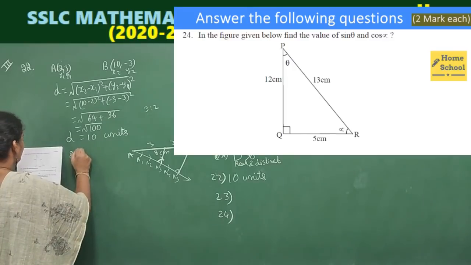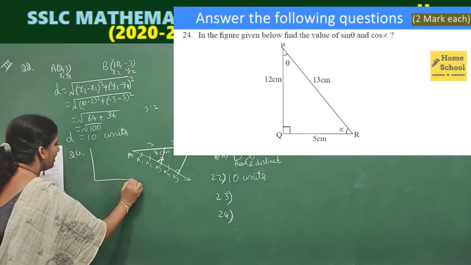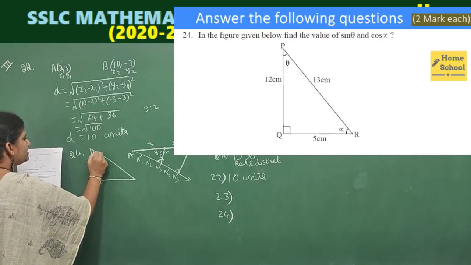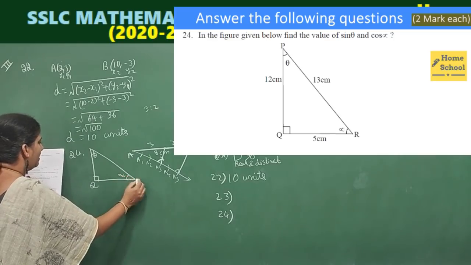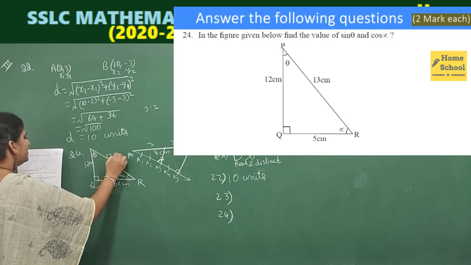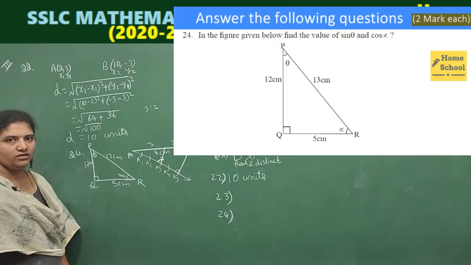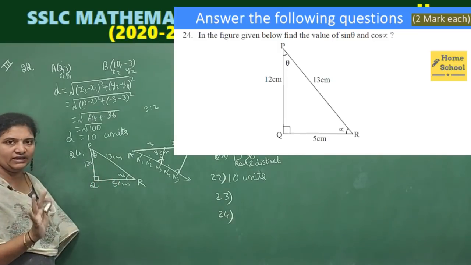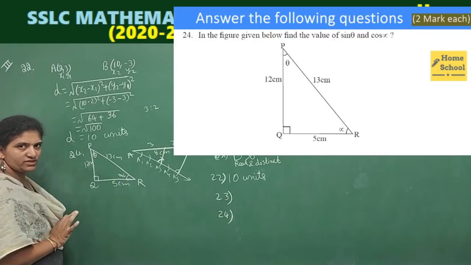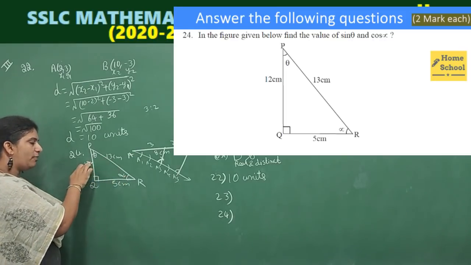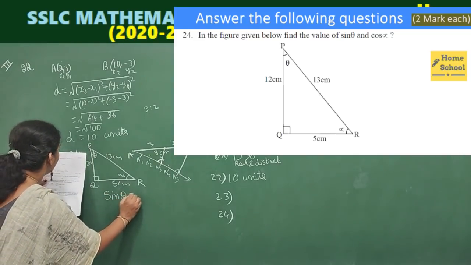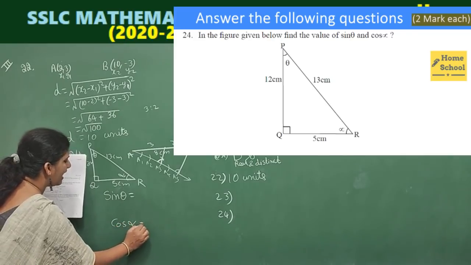24th problem. In the given figure, they have given a figure which is right angle at Q. This is theta and this angle is alpha. R, 5 centimeters, 12 centimeters, 13 centimeters, P. Don't be panic with this theta and alpha angle. If they ask the angle theta, for this adjacent, opposite, hypotenuse. If they give you alpha, for this angle opposite, adjacent, hypotenuse. Let's see the question. Find the value of sine theta and also cos alpha.